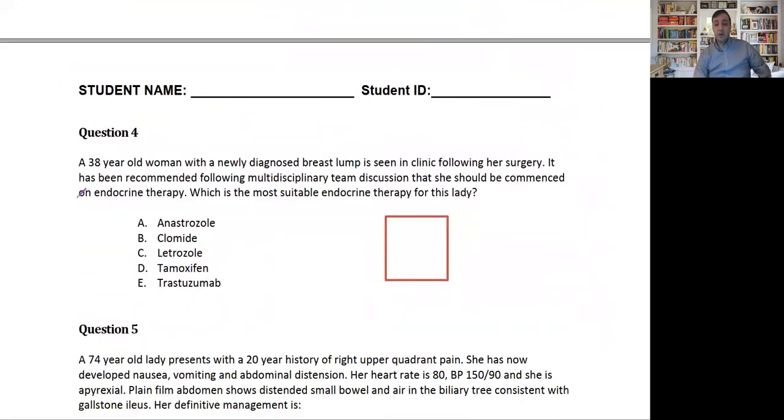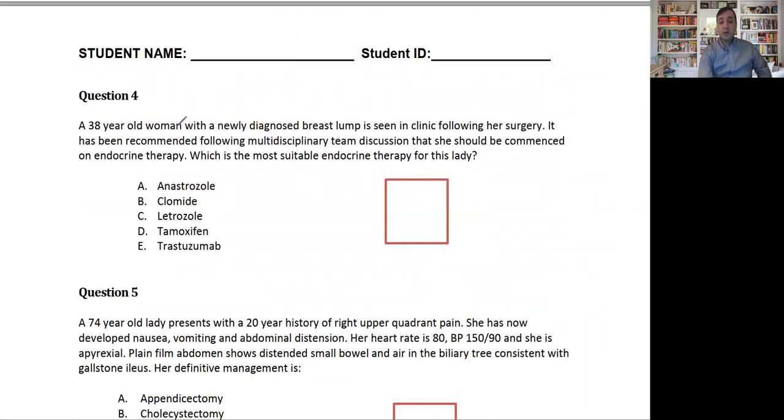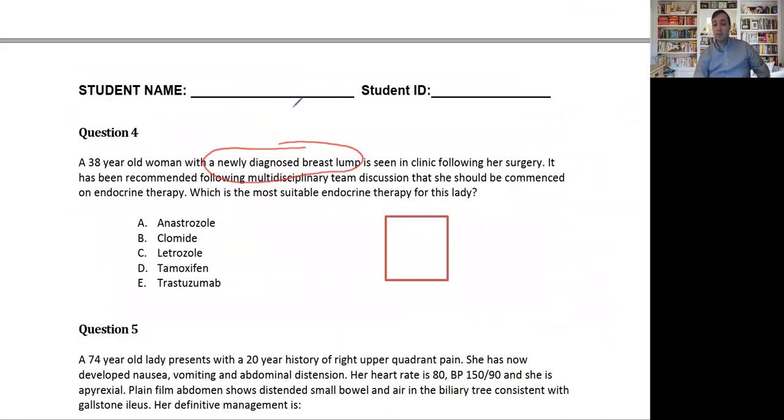So question 4: a 38-year-old woman with a newly diagnosed breast lump. She is seen in the clinic following her surgery. After the surgery, it has been recommended following multidisciplinary team discussion that she should be commenced on endocrine therapy. So here we are starting endocrine therapy for the breast lump.